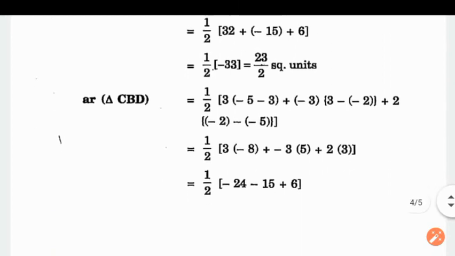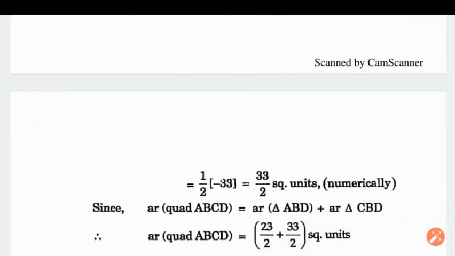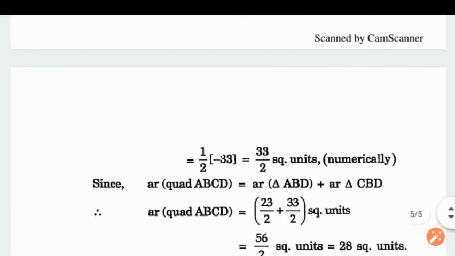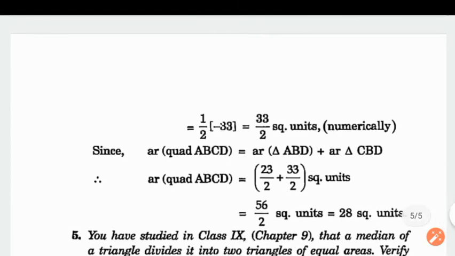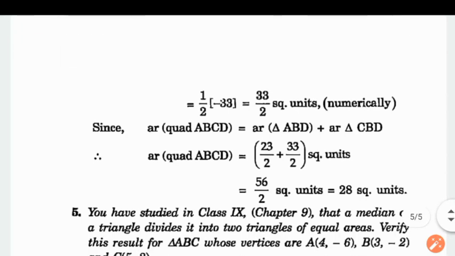So after doing that, see, we got a negative area, right? A negative value, minus 33 by 2. So we will take the positive value, 33 by 2, numerically. As I told you earlier, the negative is coming because of the quadrant. The area is lying somewhere within the quadrant, because of that we are getting a negative value, but we will take its magnitude only, 33 by 2.